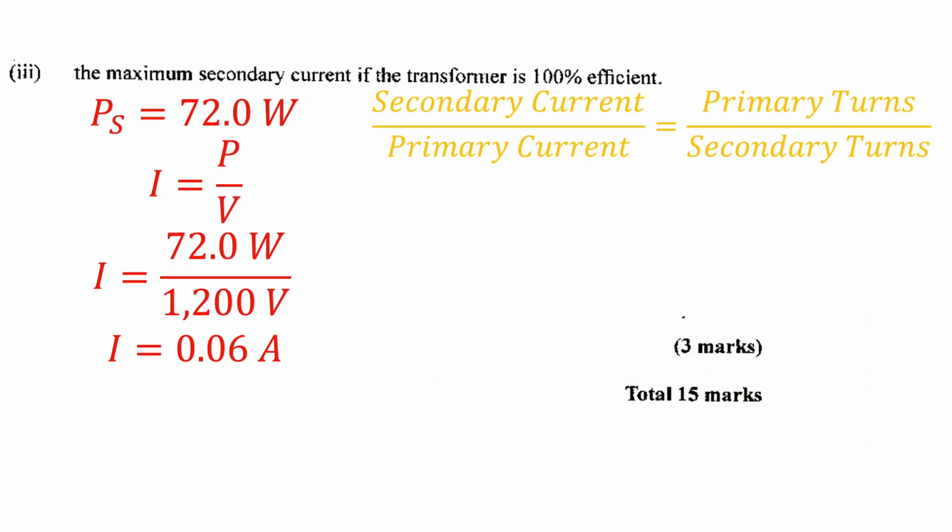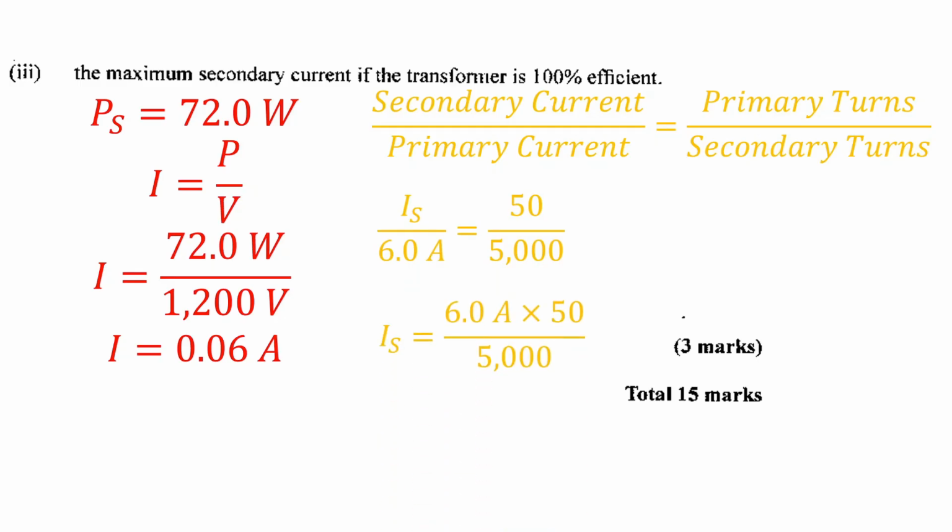Alternatively, we could have also used the formula secondary current over primary current is equal to primary turns over secondary turns. Notice that when it's current, it's flipped. Secondary goes with primary and primary goes with secondary. Substituting, the secondary current over 6.0 amperes will be 50 divided by 5,000. So the secondary current will be 6.0 amperes times 50 divided by 5,000, which will give us the same 0.06 amperes.